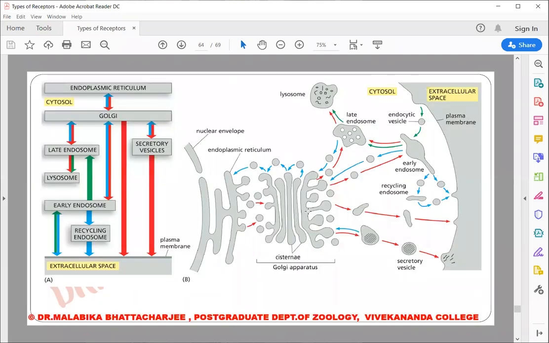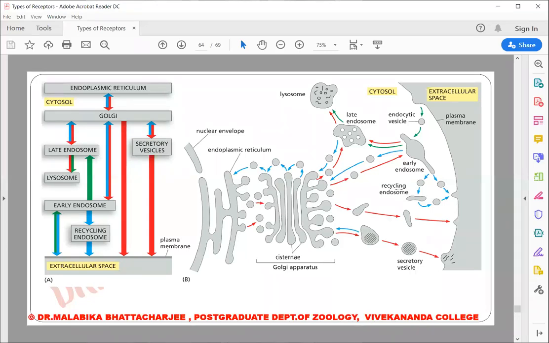This is another beautiful picture. You see there are different colors: there's a green color, there's a red color, and there is a blue color. Now the red color is basically the exocytic pathway. That is, the molecules are moving from the interior to the outside. The blue color is basically the retrieval pathway. What does the retrieval pathway mean?